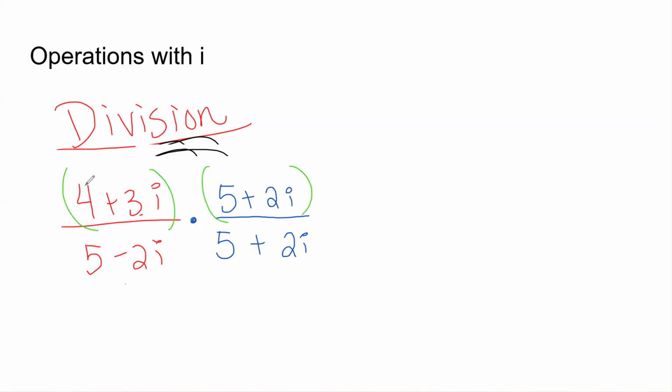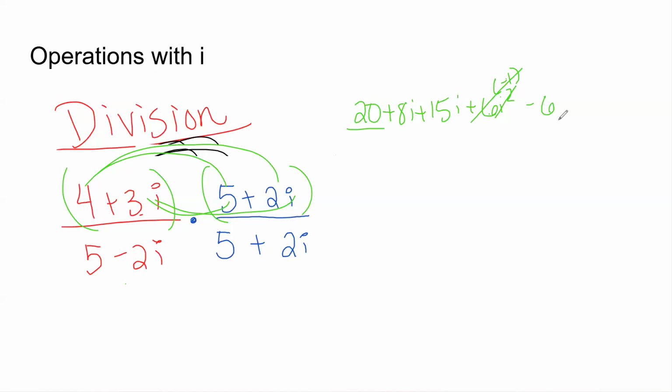We're going to FOIL on the top. So that's 20, 8i, 15i, 6i squared. So that's going to be -1 in disguise. 6 times -1, so that's -6. 20 minus 6 is 14. 8 plus 15 would be 23i. There's the top. And now FOIL out the bottom.